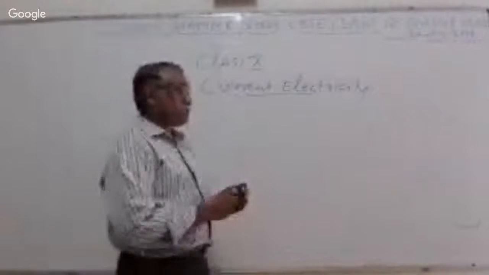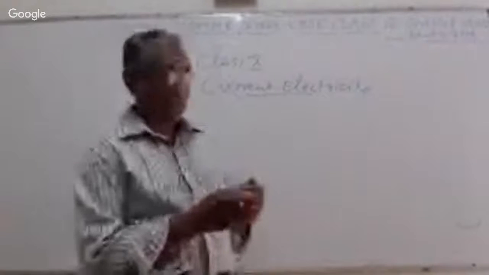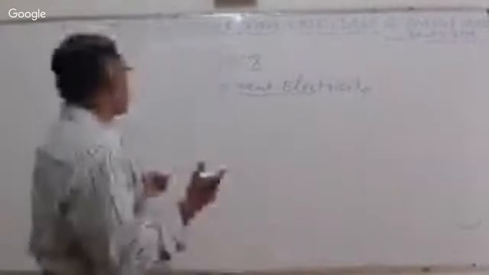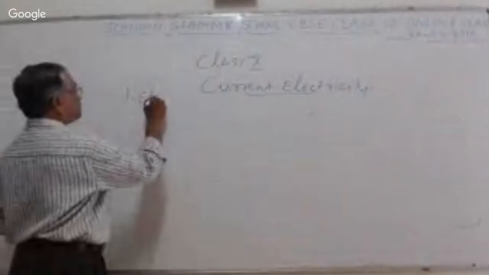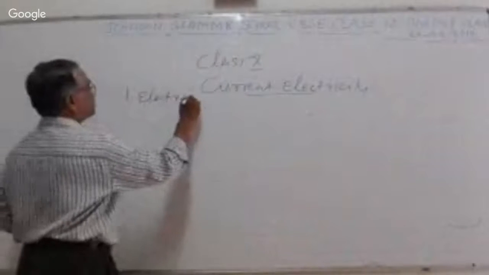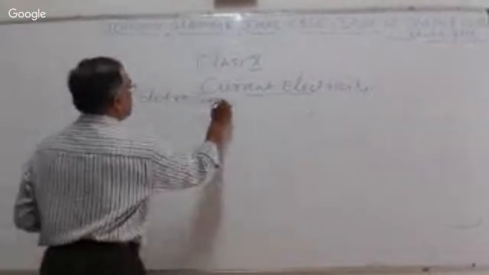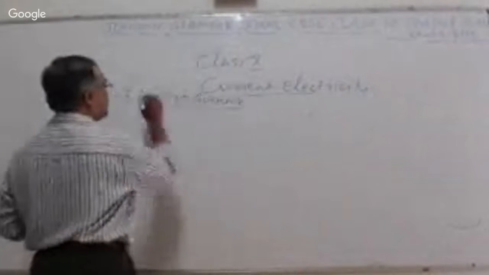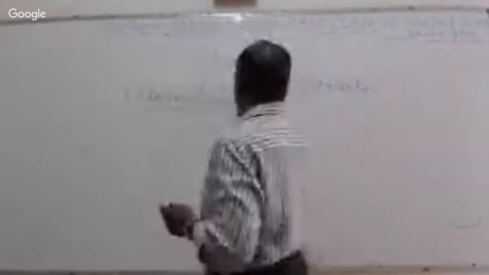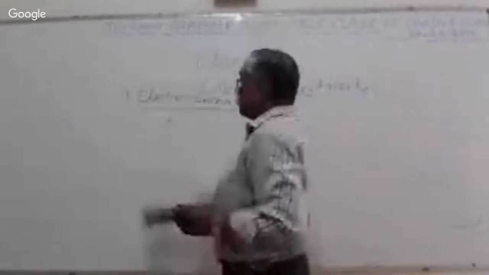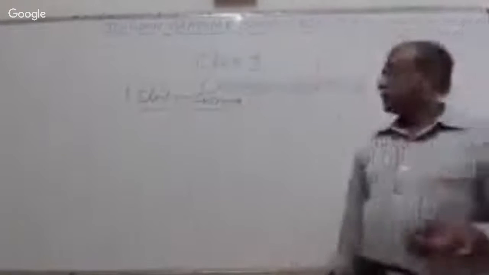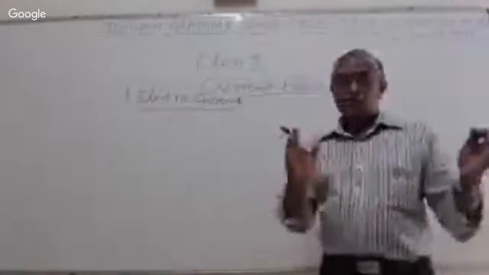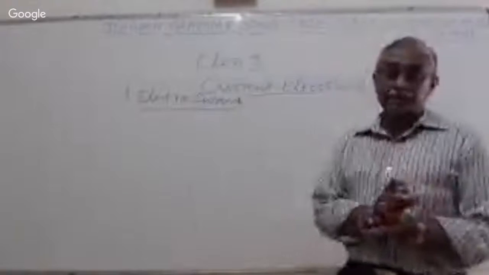So there are certain terms we are going to discuss today. The first thing is electric current. So what is electric current? Current is nothing but flow of charges. It is a certain amount of charge flowing in a conductor in unit time.